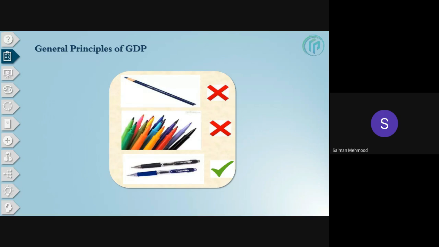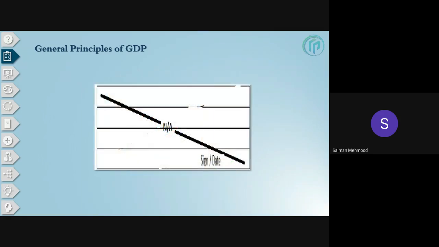These are some pictorials, as I mentioned in the earlier slides. Do not use pencils or markers, only use the green or blue ball pen. Just like this one, we have to mention the NA and do sign and date if you find any blank space in the document.